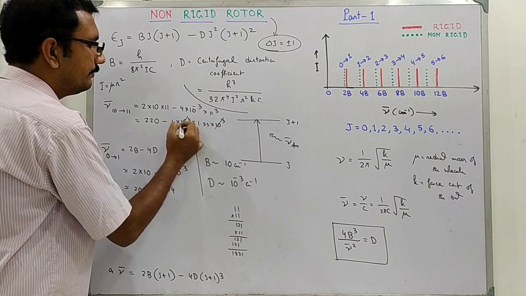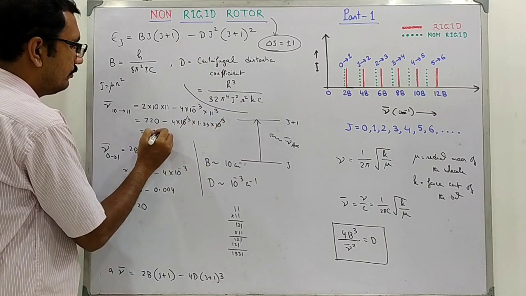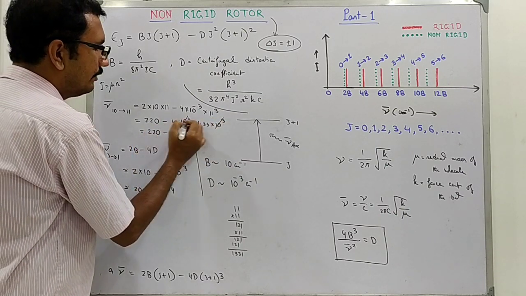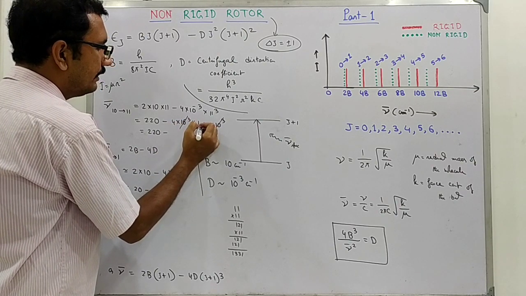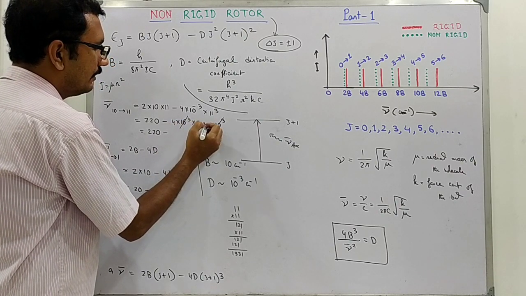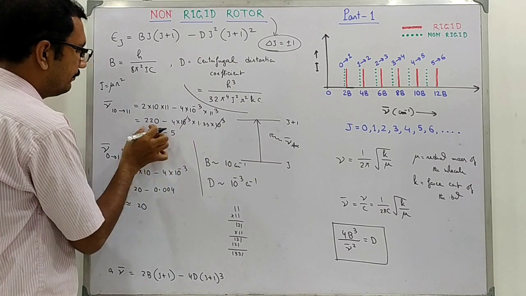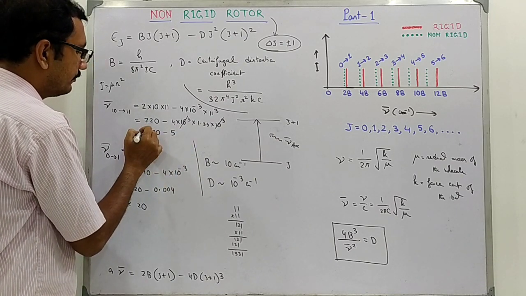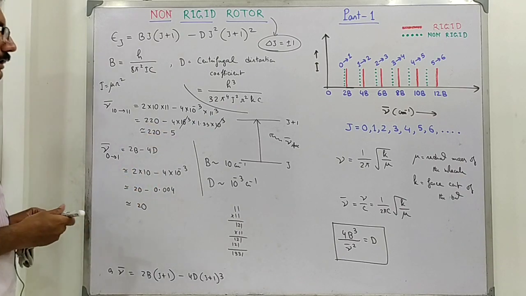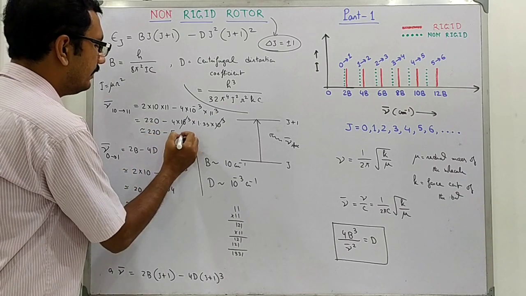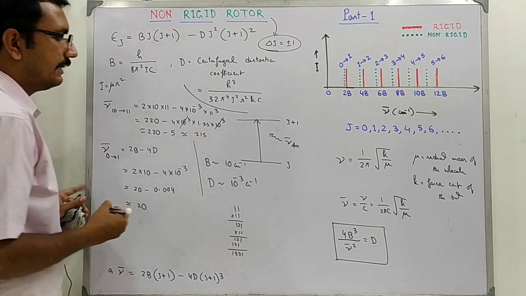So, this will cancel. 4 into 1.33, it is 220 minus 4 into 1.33, almost equal to 5. So, then you cannot neglect it, it will be giving you 215 here.